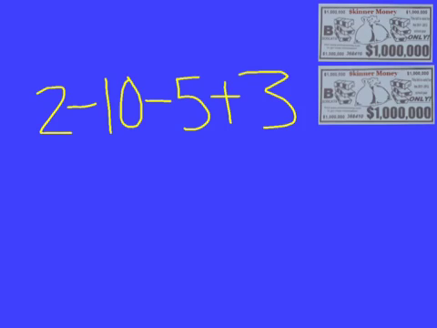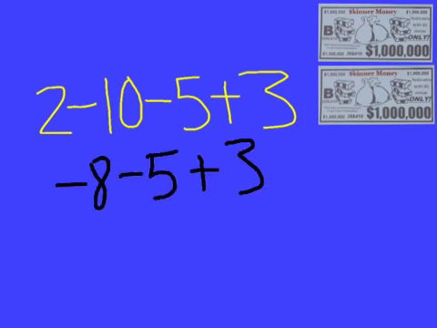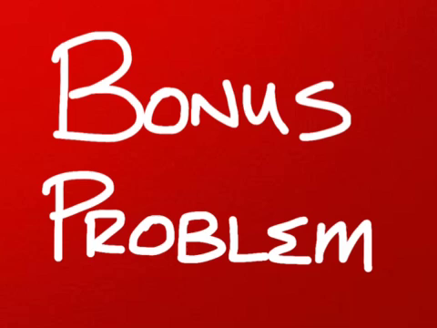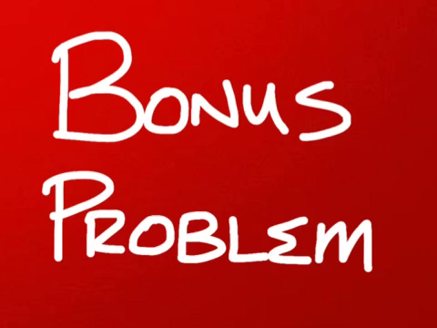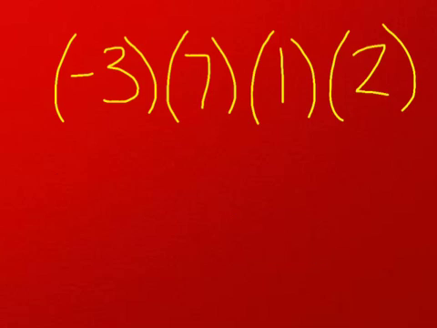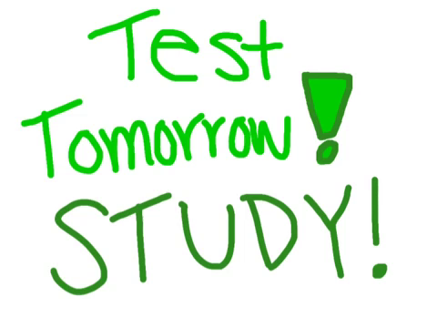For practice problem number 4, 2 minus 10 is going to give us negative 8. Negative 8 minus 5 will give us negative 13. And negative 13 plus 3 is negative 10. Answer for this one was 11. Answer for this one was negative 42. Homework for tonight is just study for your test.